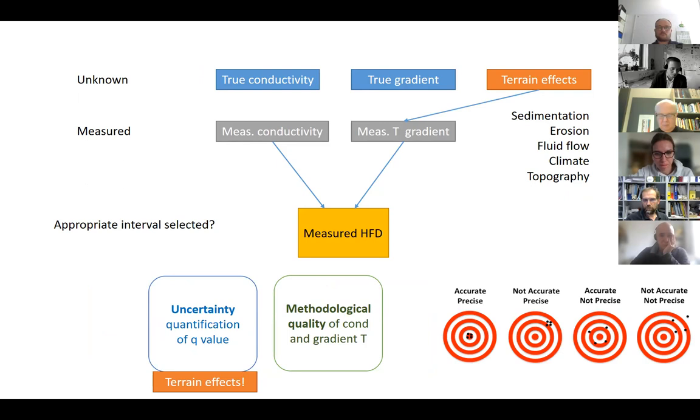This is quickly made, it is not that nice looking, but these were the ideas. For each heat flow interval, we have unknown conductivities and unknown gradients, and we have conductivities and gradients that are measured. And we know that the measured temperature gradients are subject to terrain effects. We probably know, or we probably do not know. But the result is that we have a measured heat flow, and an uncertainty quantified for that measured heat flow, which is subject to terrain effects, whereas the methodological quality of the conductivity and gradients could be perfect. The resulting heat flow density could be heavily disturbed by terrain effects.